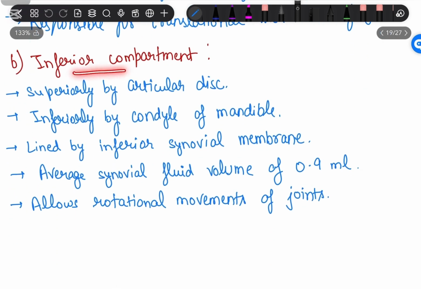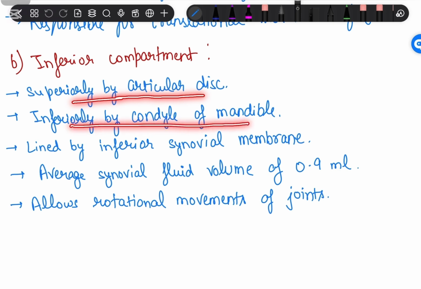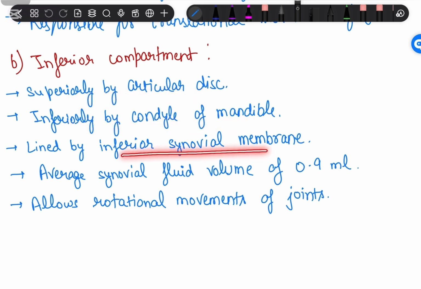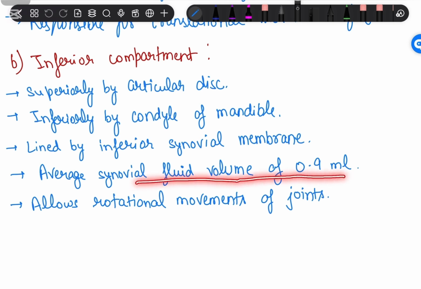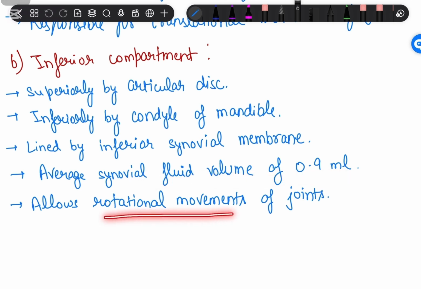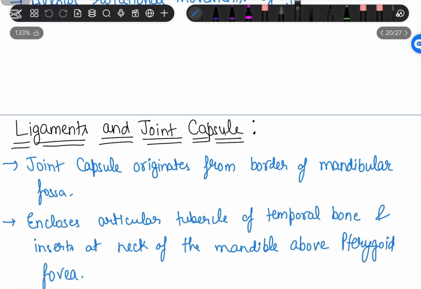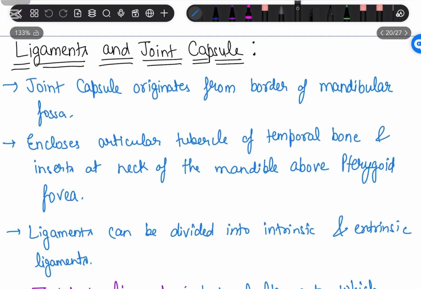Next, we have the inferior compartment. The inferior compartment is superiorly bounded by the articular disc, inferiorly by the condyle of the mandible, and it is lined by the inferior synovial membrane. This compartment has an average synovial fluid volume of 0.9 milliliters, and it allows the rotational movements of the joint. Now, moving forward, we will talk about the ligaments and the joint capsule of the temporomandibular joint.